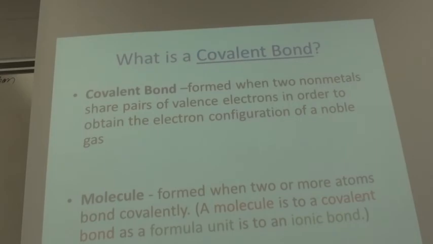So what you absolutely positively need to remember is covalent bonding is sharing, while ionic bonding was a transfer. And a molecule refers to something that is covalently bonded, and a formula unit is something that is ionically bonded.